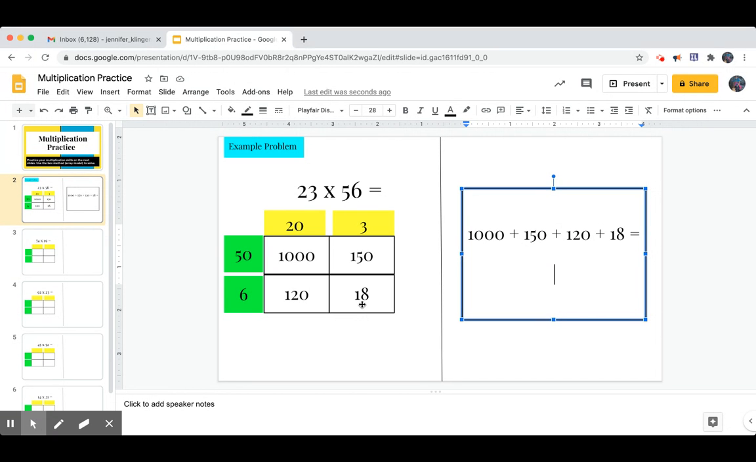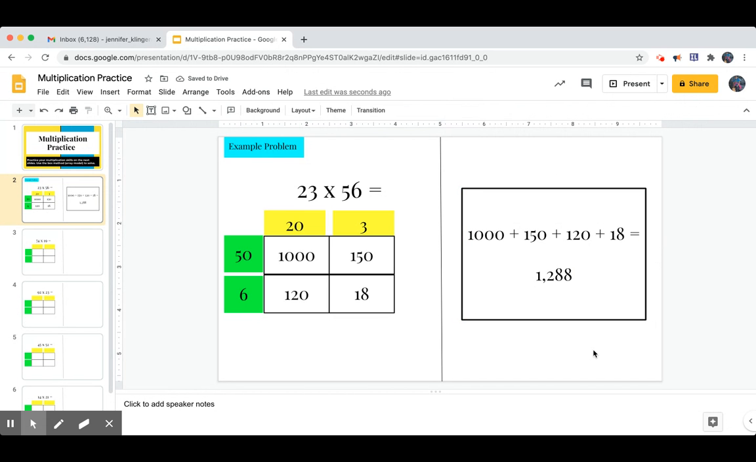So on a piece of paper, you can line these up by place value and find your answer. So my answer is 1,288. So this is what I want you to do, okay? You will complete the array model or the array box method. So you will complete the box method here, and then write your equation in this box to the right with your answer right below it. Okay, if you have any questions, please let me know.